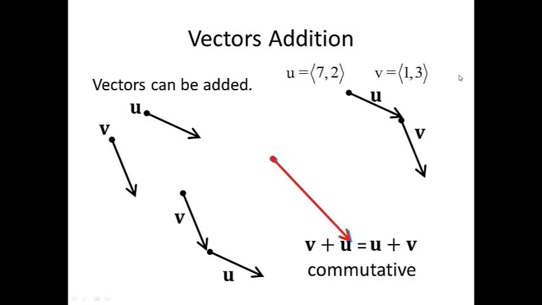All right, so if you're adding v and u, then it's going to be 1 plus 7 and 2 plus 3.